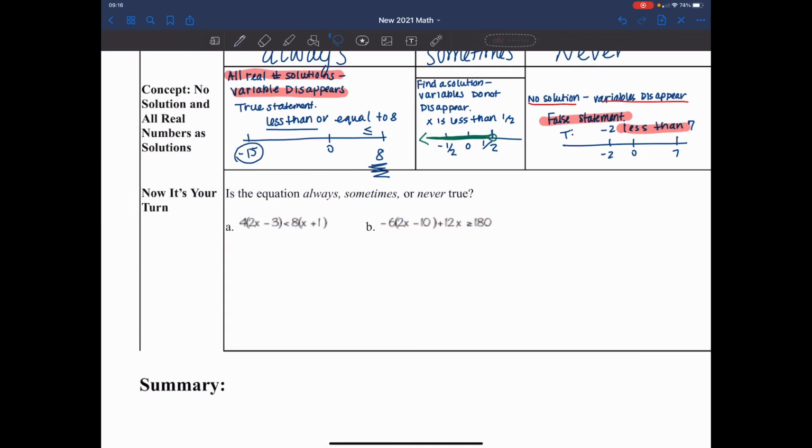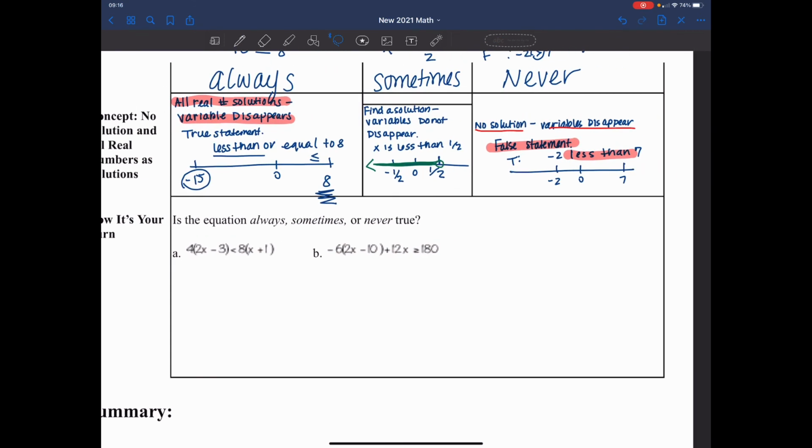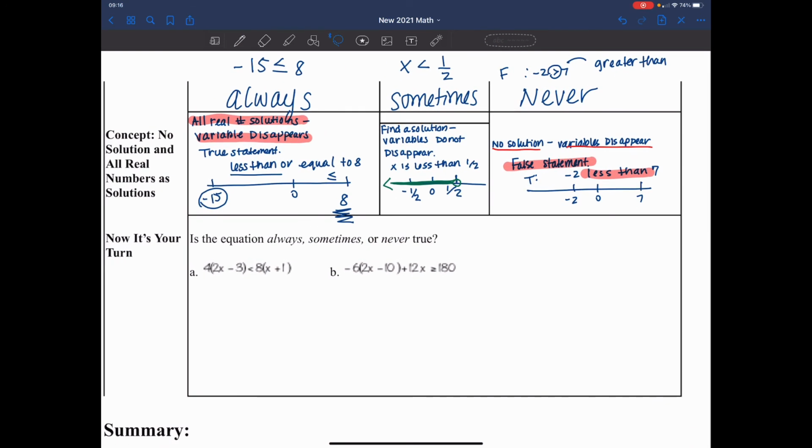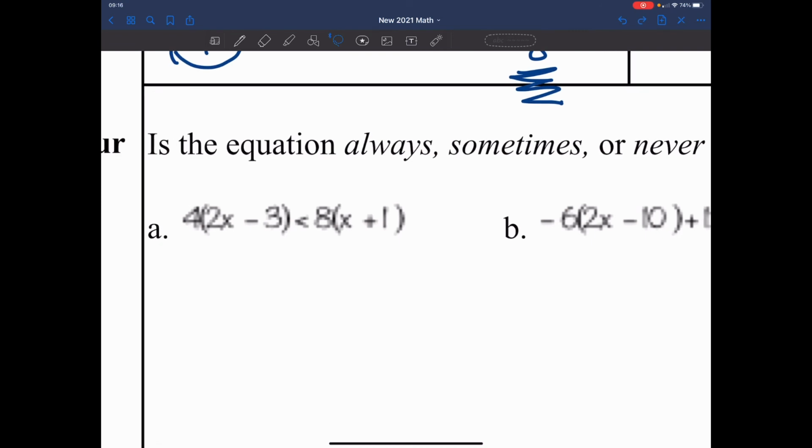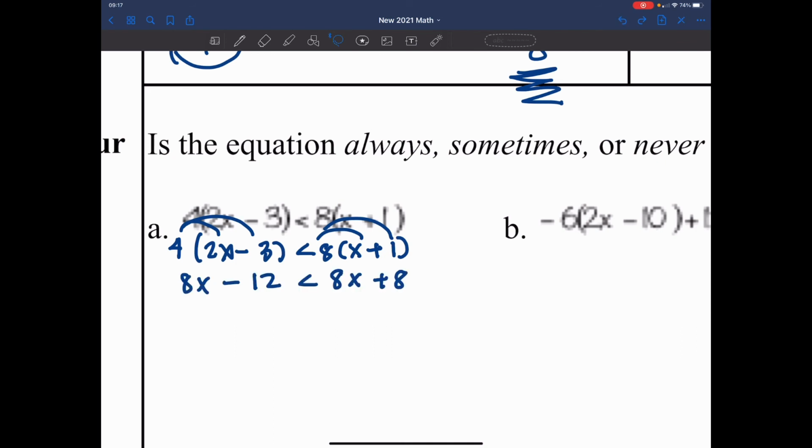We need to determine is the equation always, sometimes, or never true. We have our examples on top. So let's go ahead and look at A. So for A, I'm going to rewrite it. And I have 4 times 2x minus 3 is less than 8 times x plus 1. So I'm going to distribute the 4 into the first set and then the 8 into the second set. So I'm going to get 8x minus 12 is less than 8x plus 8.